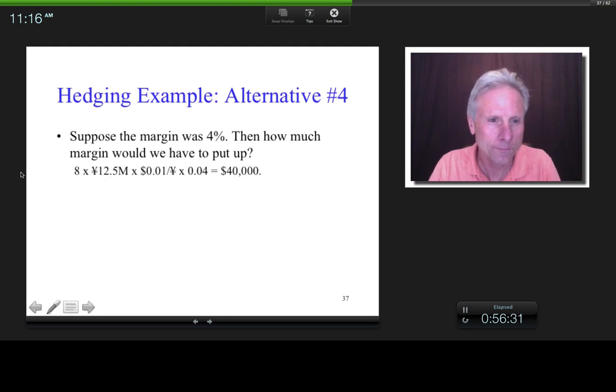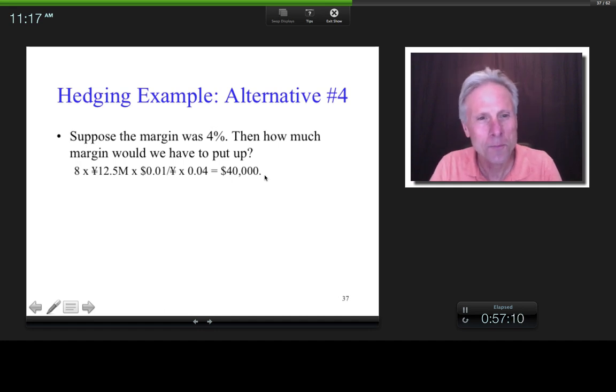Well, let's take a look. Here we have the 8 contracts, 12.5 million yen for each contract. So that's 100 million yen. The futures rate is $0.01 per yen. So all this multiplied comes to $1 million. And if you have to put up 4%, then that means you have to come up with $40,000 today. Now, that $40,000, is that yours? Does that belong to you? It is, right? That belongs to you, because what we talked about last time was this daily mark-to-market system.